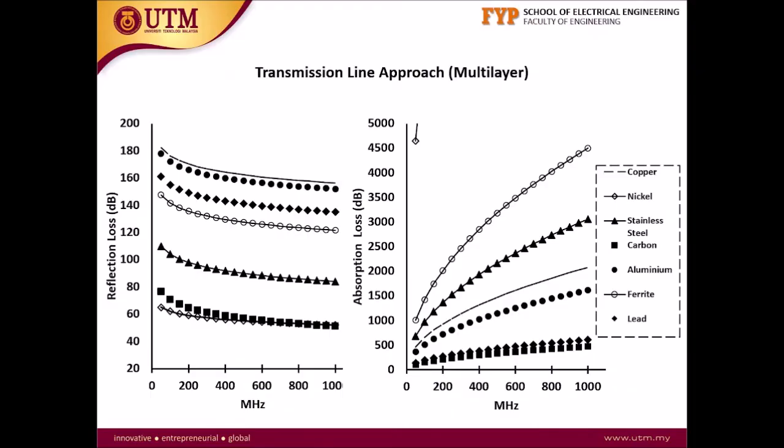This is the result obtained for absorption loss and reflection loss of the multi-layer shield for frequency range 50 MHz until 1 GHz. With the same material and the same thickness of multi-layer shield, it can be seen that the reflection loss and the absorption loss terms are exactly twice those of a single layer shield.